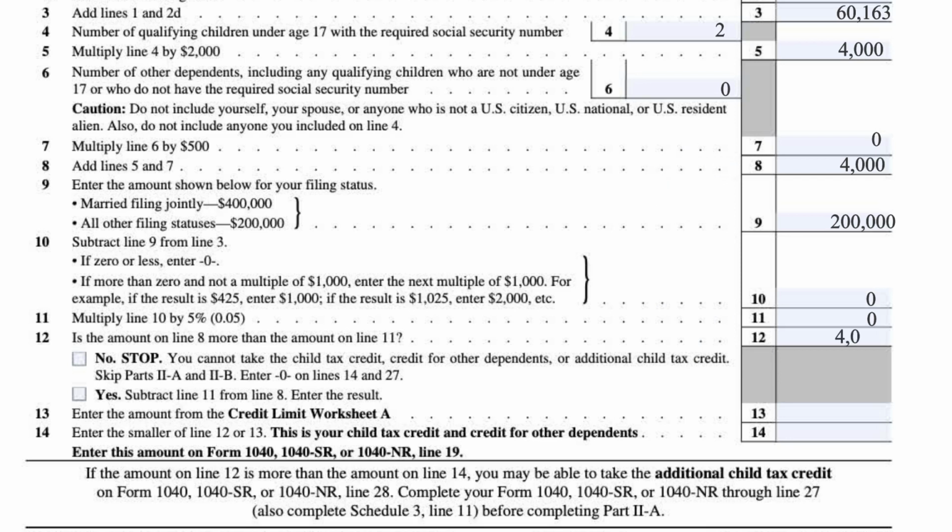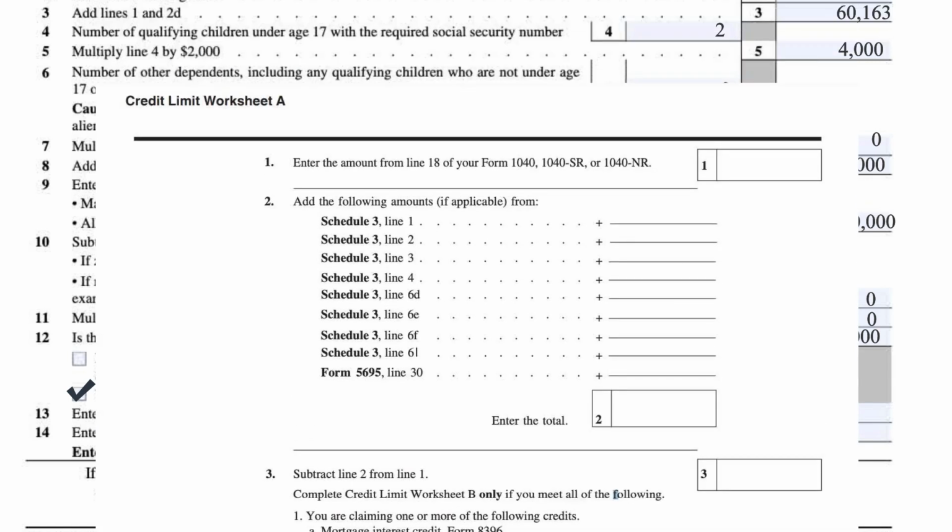On line 13, we need to enter the amount from the Credit Limit A worksheet found in the instructions to Schedule 8812. As you can see, this worksheet asks for a lot of amounts from Schedule 3. So we're going to finish filling out Schedule 3, and then we're going to come back to this worksheet to finish filling out Schedule 8812.